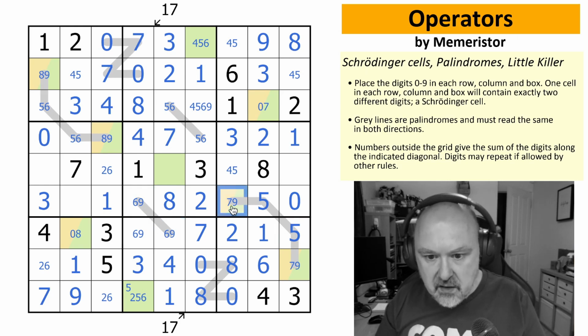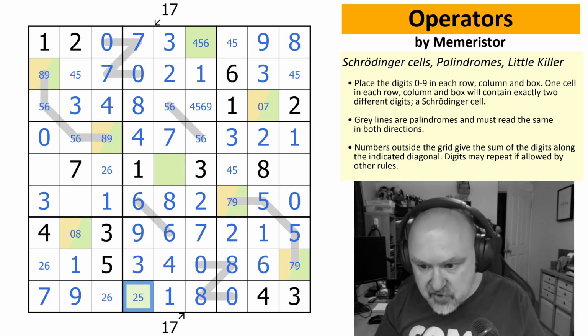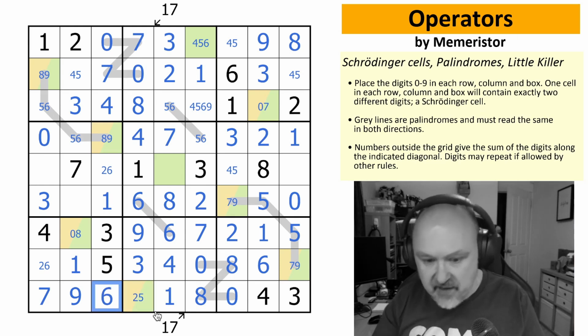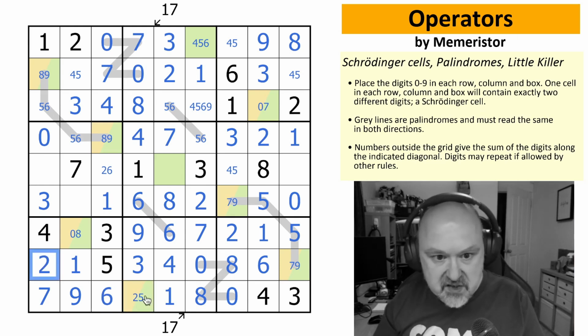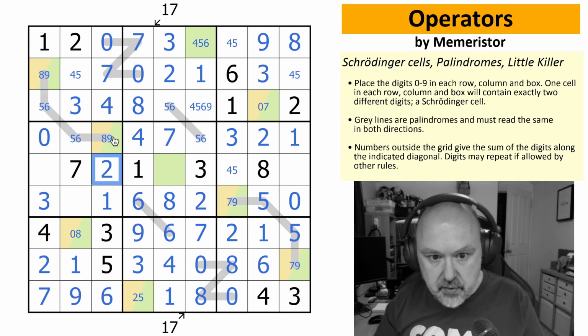That 9 is looking at it. That is a 9. There is a 7 and a 9 in that cell. They are both 6s. That is 9. That 6 takes 6 out of there. This is a 2-5 Schrödinger cell. It is both 2 and 5. So that is the 6. That is the 2. That 6 looks up making that 2.